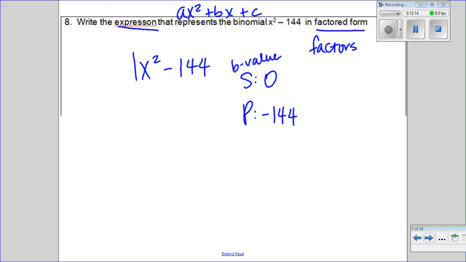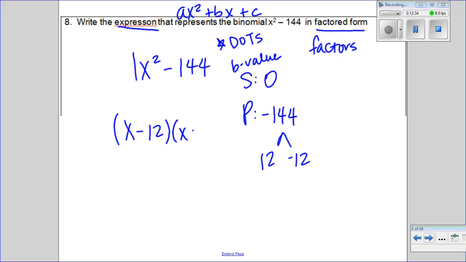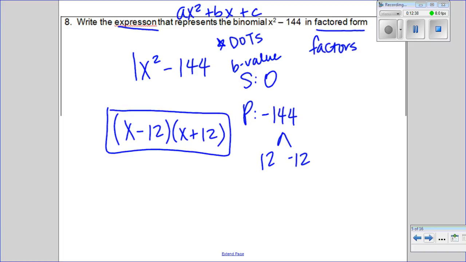So if you didn't recognize right off the top of the bat, this is also a difference of squares. So let's look at those factors. I can do 12 and negative 12. I'll take the square root of 144, or you can go down your factors list. So this is going to be x minus 12 times x plus 12. That is the expression in factored form.